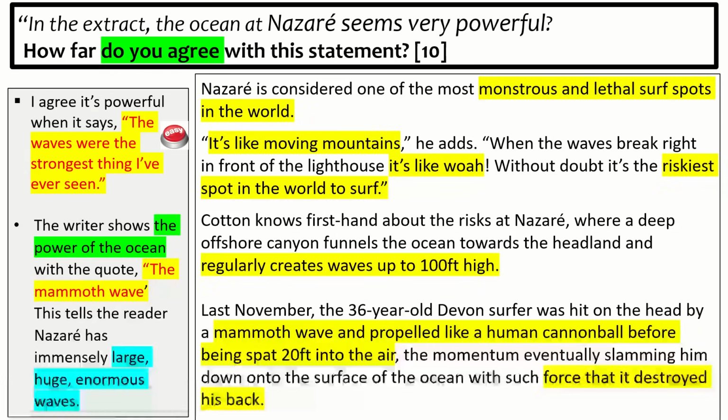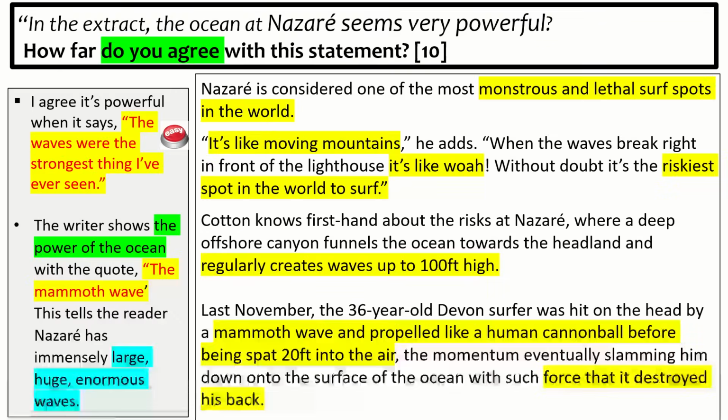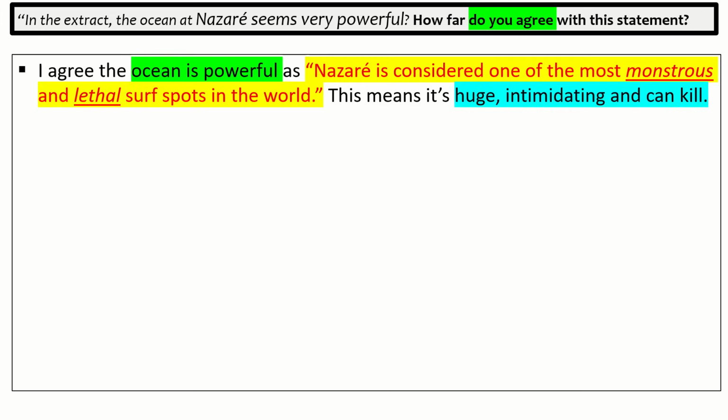Okay, so I'll go through my ones again for this one. Pause the video if you want to read the extract yourselves again. So remember, we're looking for 10 quotes, but I've just made this a small extract just for this video. I agree the ocean is powerful as Nazaré is considered one of the most monstrous and lethal surf spots in the world. Then I've zoomed into monstrous and lethal and said this means it's huge, intimidating and can kill.